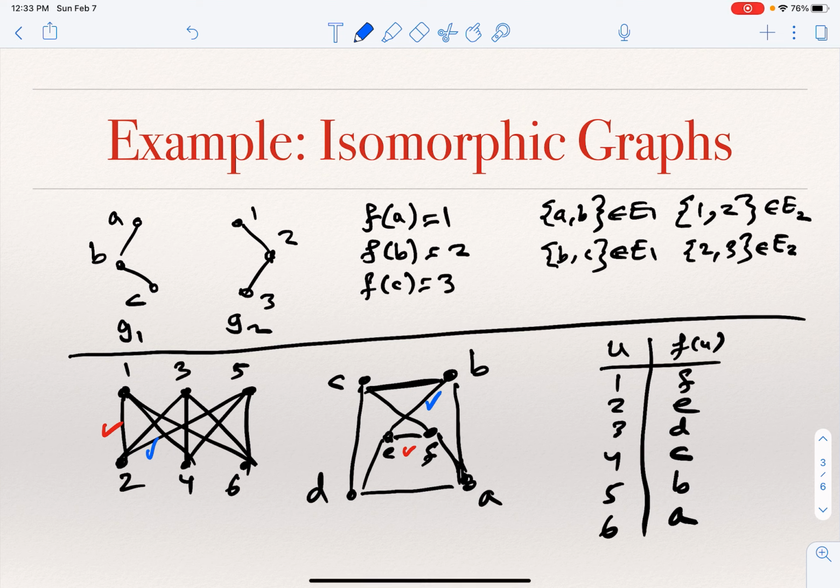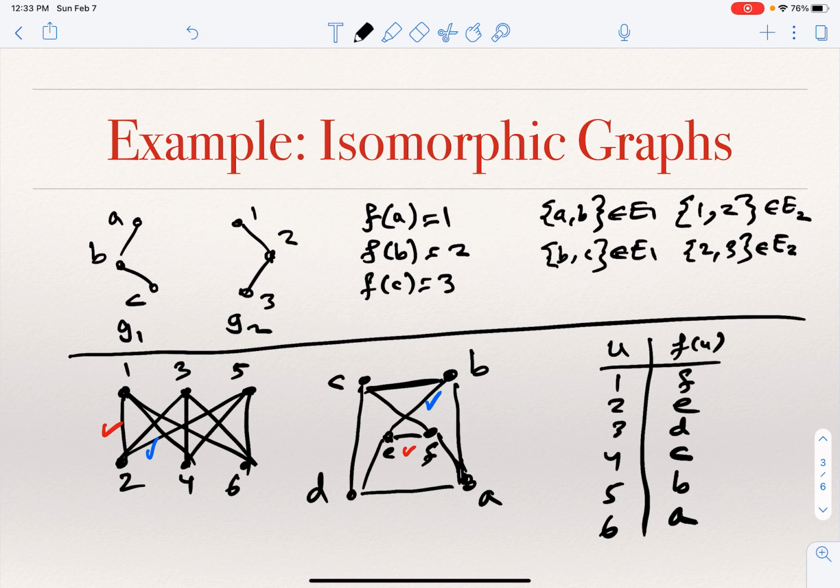So we verify them, but also you have to verify that if there is no edge in G1, of course there has to be no edge in G2. So there is no edge between 1 and 3 in G1, and there is no edge between F and D in the second one either, right? So you can verify that there is an edge between U and V in G1 if and only if there is an edge between f of U and f of V in G2. So this is an example of isomorphic graphs.